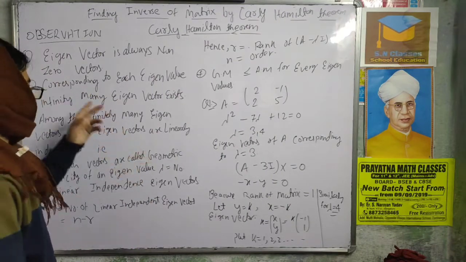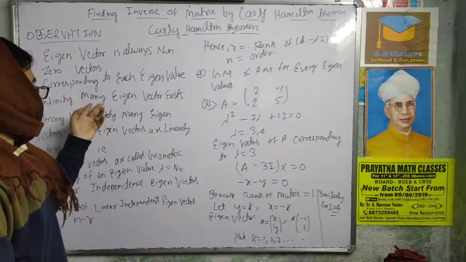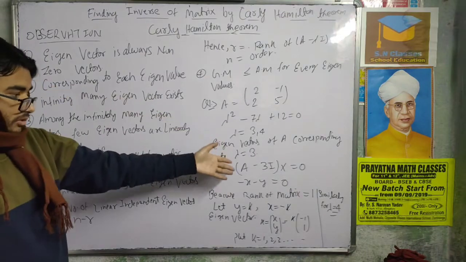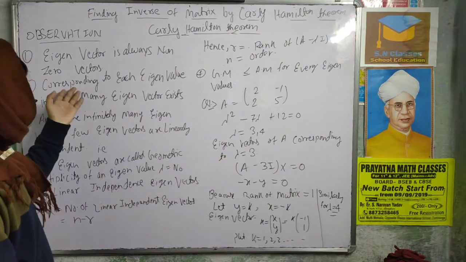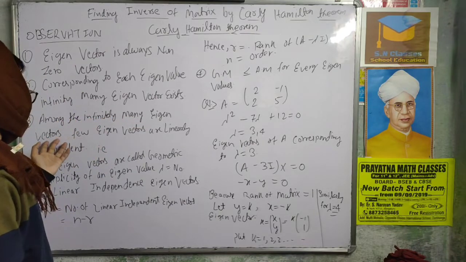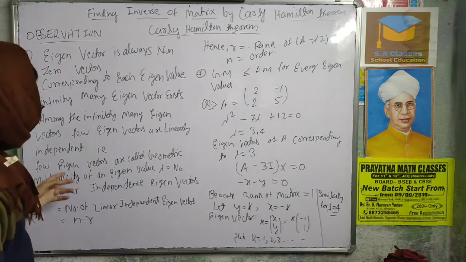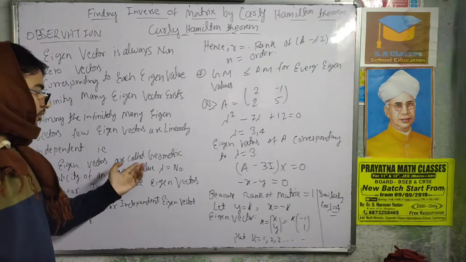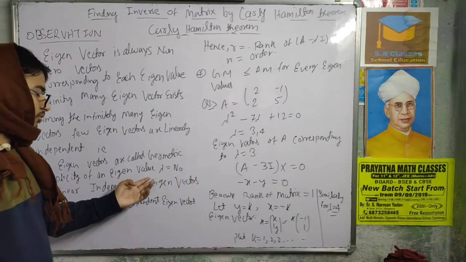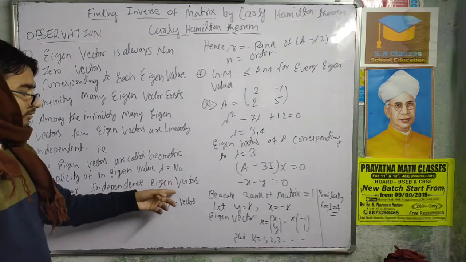Point number 2: corresponding to each eigenvalue, infinitely many eigenvectors exist. We'll look into an example based upon this concept. Among the infinitely many eigenvectors, a few eigenvectors are linearly independent. The geometric multiplicity of an eigenvalue lambda equals the number of linearly independent eigenvectors.